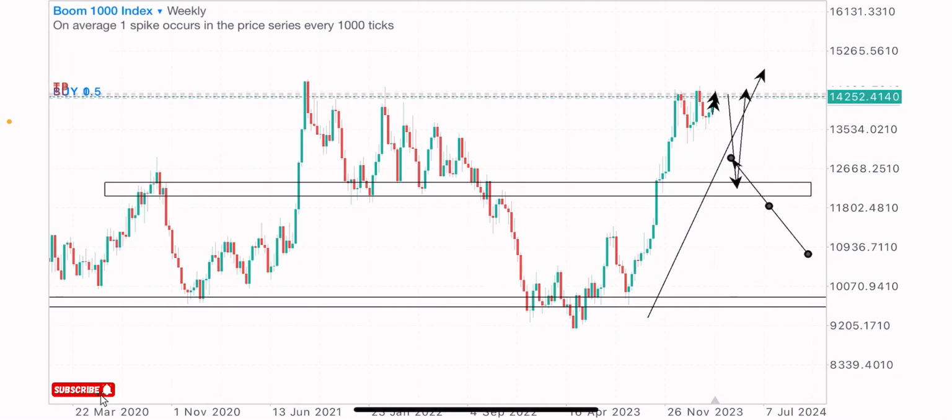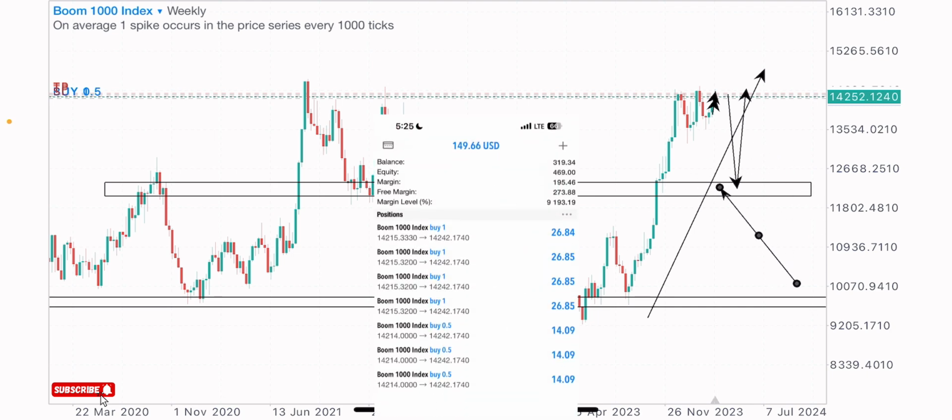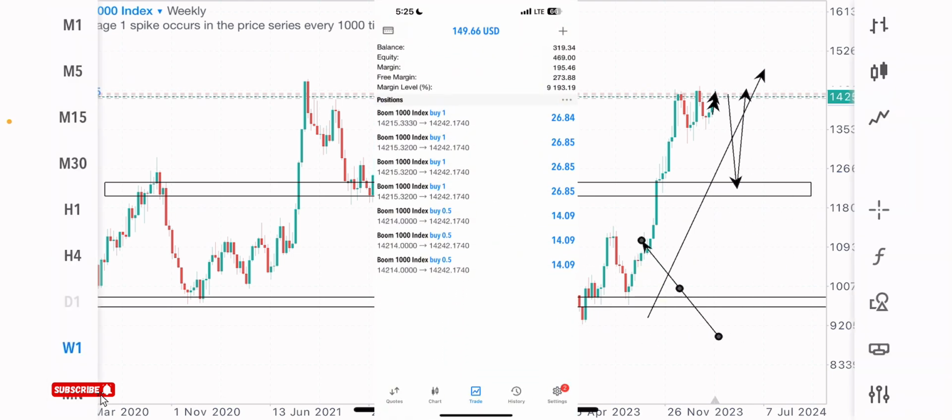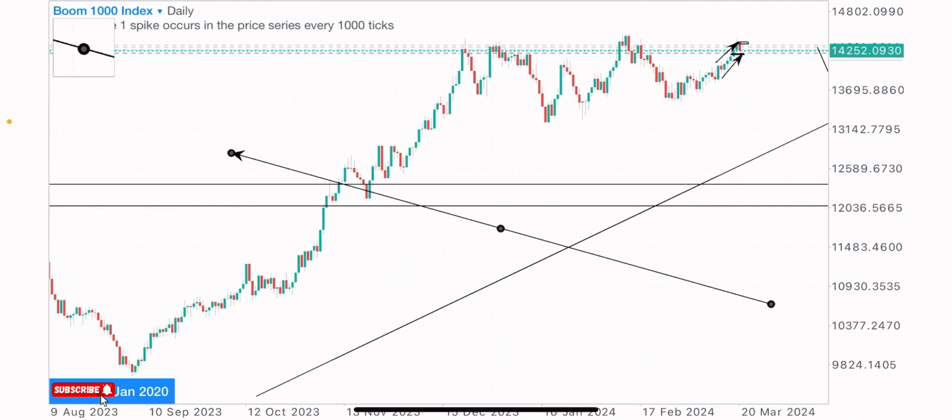So if price can sell to this point, this would be a nice swing trade setup on the 1000 index. And if price does not respect this zone, we could see price sell further to buy from here. But on either of these two levels, there's a possibility of seeing market reactions, there's a possibility of seeing buy reactions from them.